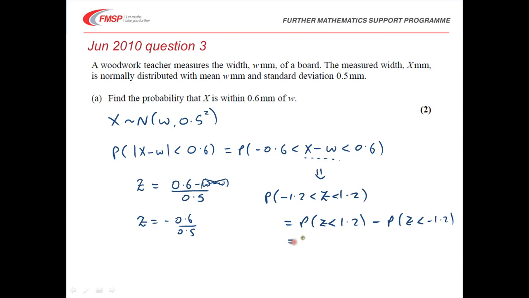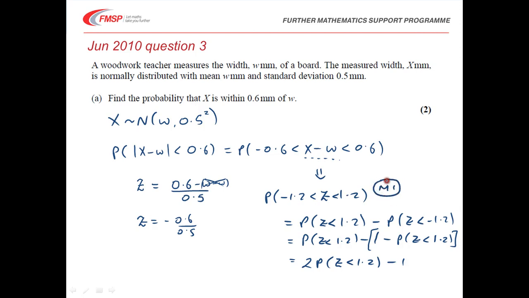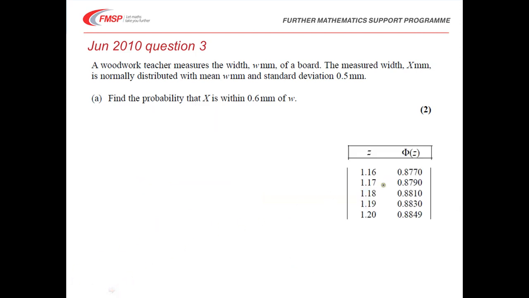If we turn this round, this gives the probability of Z, I'm doing this quite slowly, minus 1 minus the probability of Z being less than 1.2. So we can see that we're going to get two lots of the probability of Z being less than 1.2, minus 1. You could work it all out bit by bit. So we've got one method mark here. Now we need to work that out. 1.2 gives 0.8849. So the probability we're looking for is two lots of that minus 1.